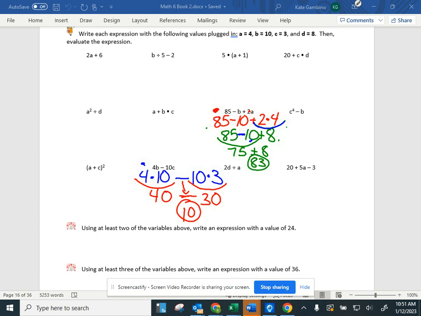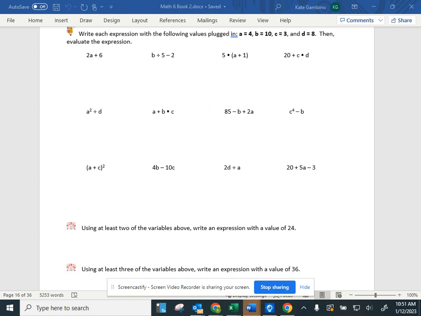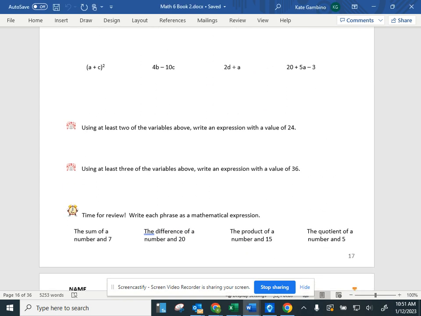Then at the bottom, they have the problems as word problems. So you just have to figure that out. So using at least two of the variables above, write an expression with a value of 24. And then using at least three of the variables above, write an expression with a value of 36. So I need to see you using those variables.